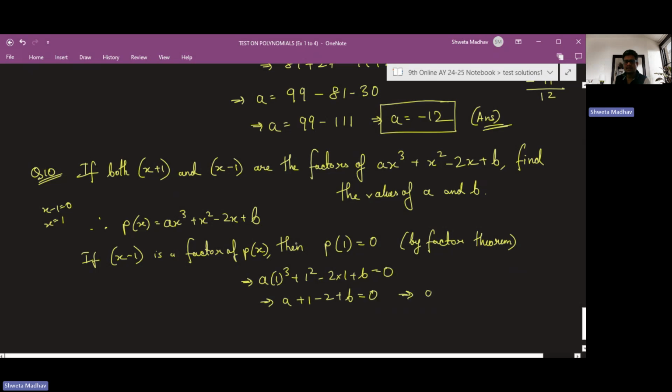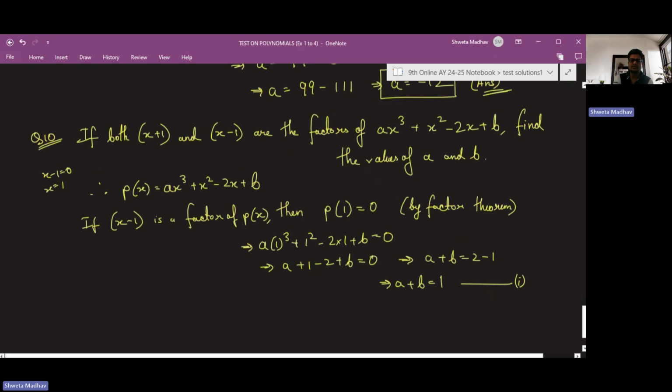So it means that a plus b should be equal to 2 minus 1, which is 1. So a plus b equals 1. This is our equation 1.